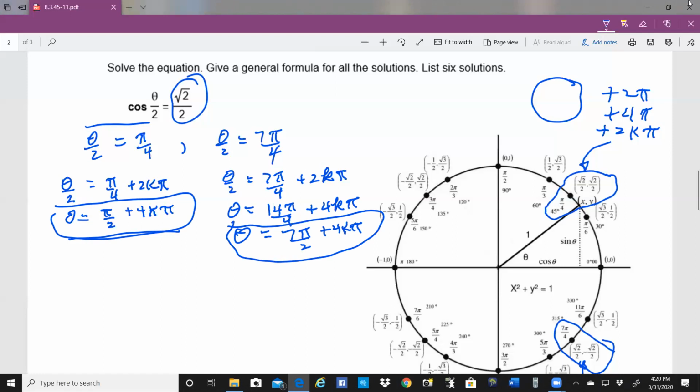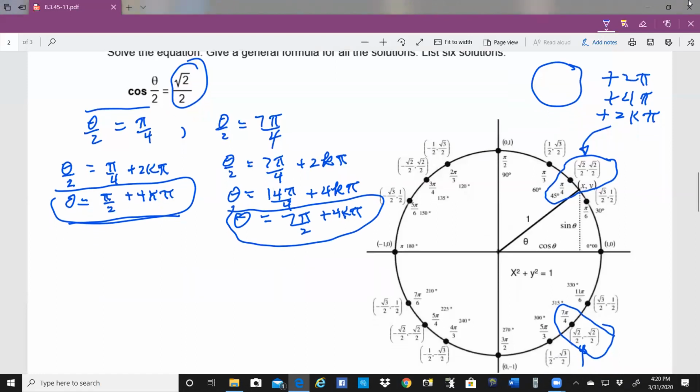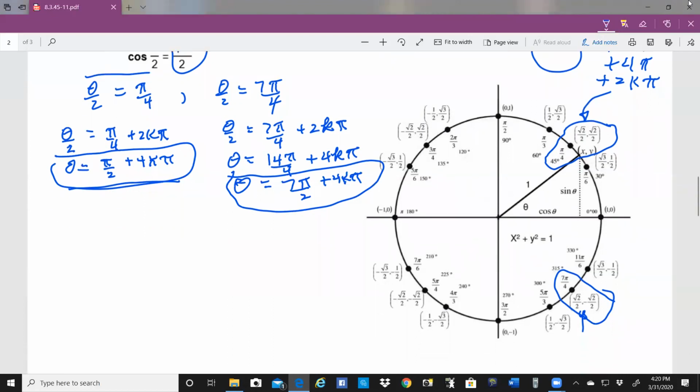And then it asks us to write the first 6 solutions that are more than 0. So first 6 solutions. Using set 1, we get for k equals 0, we get theta equals pi over 2.